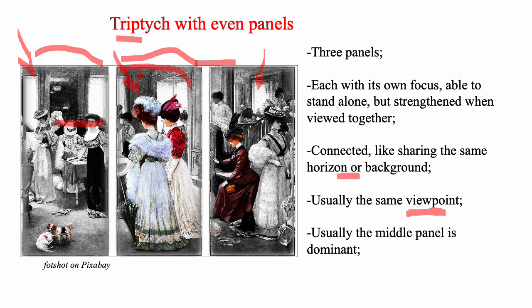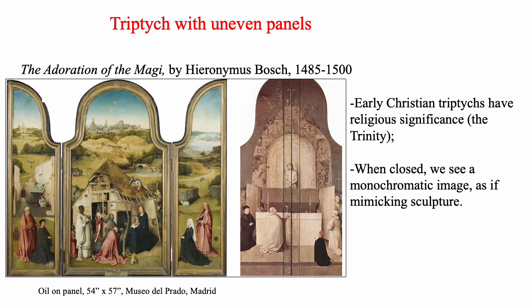The middle panel is dominant because it usually is dominant, and also it has the 2 figures that are large and white, which are both characteristics that catch the eye, and presumably they're the subject of the story. This triptych has uneven panels, so the middle one is the dominant one. And early Christian triptychs have religious significance because 3 implies the Trinity.